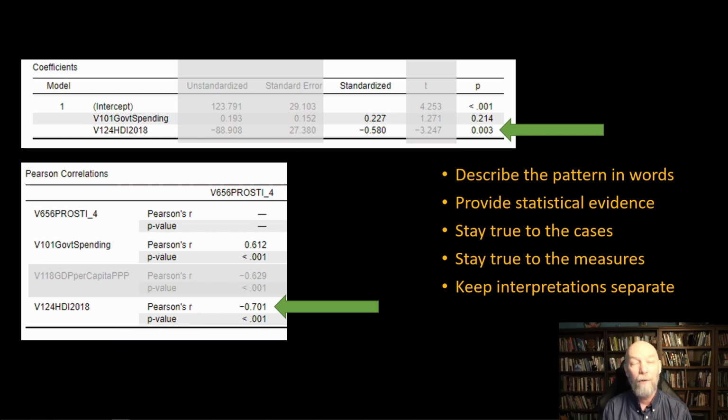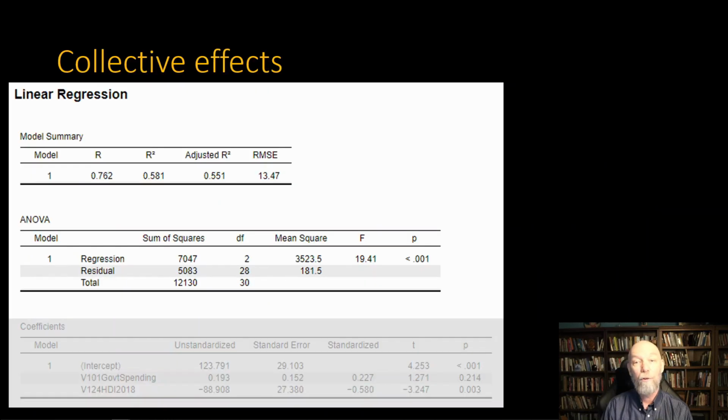Well, HDI matters more. So after we've written up a description, a comparison of the bivariate to the multivariate for government spending, and for HDI, the bivariate to the multivariate, then we end up saying HDI still matters after controls, and government spending does not matter after controls.